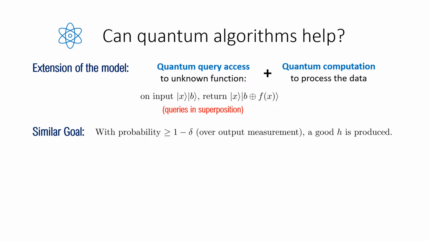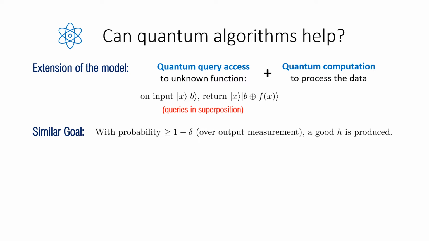So to formalize this question, we consider the standard extension of the learning model, where now the learner is quantum and it has quantum query access to the unknown function, so it can make queries in superposition. This is the standard model: on an input x and b, the query returns x and b XOR f(x). And in addition to making these queries in superposition, of course, the learner is able to perform quantum computations over the data. So this is modeled as a sequence of unitaries where we also have access to a black box, which is the unitary that computes f, the unknown function.